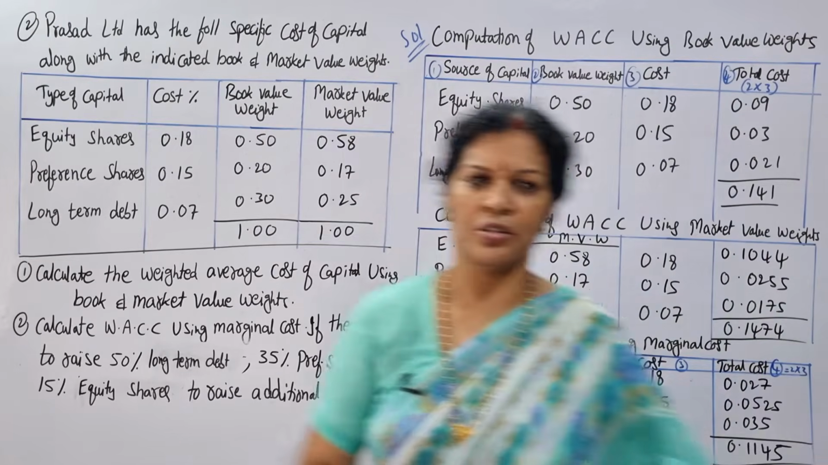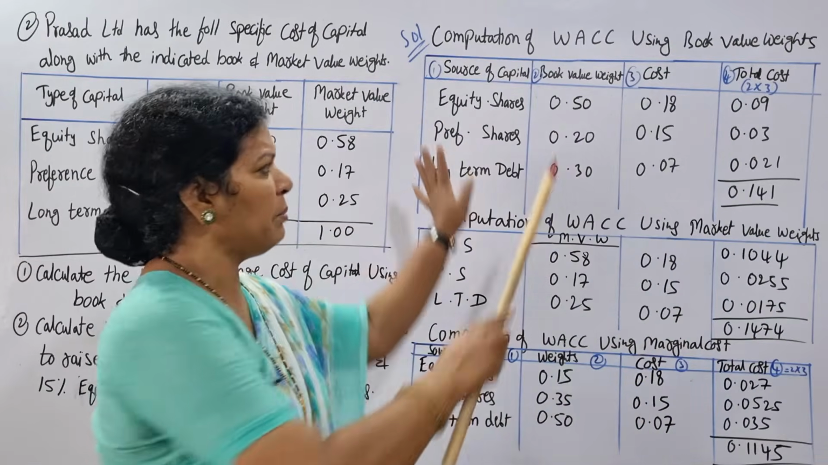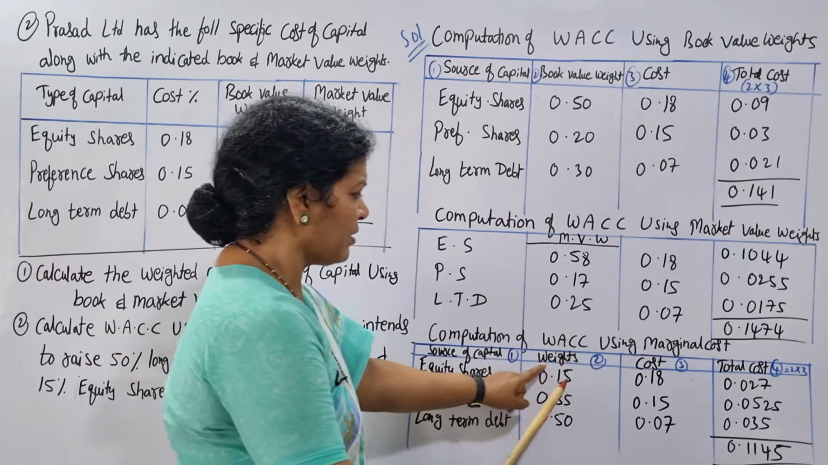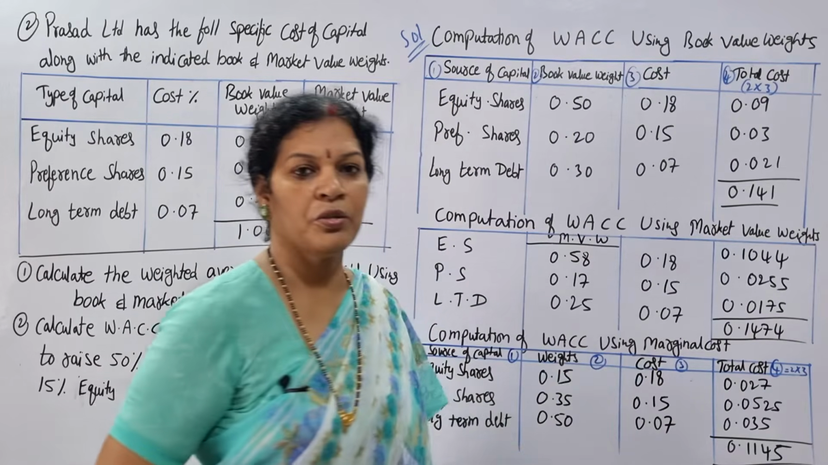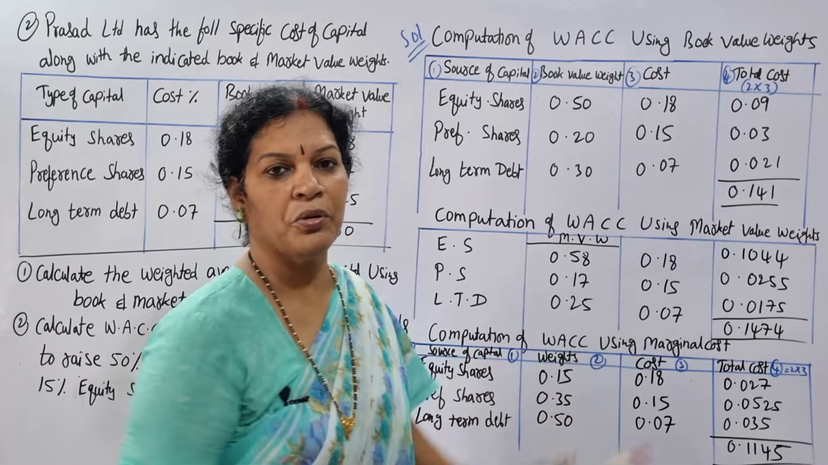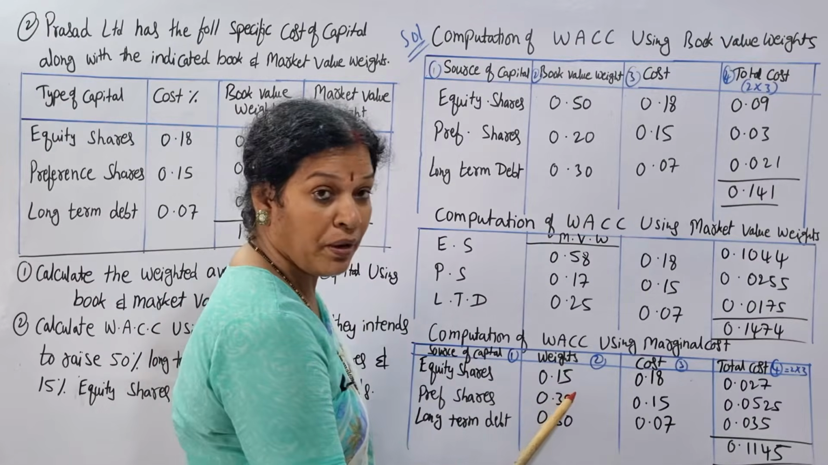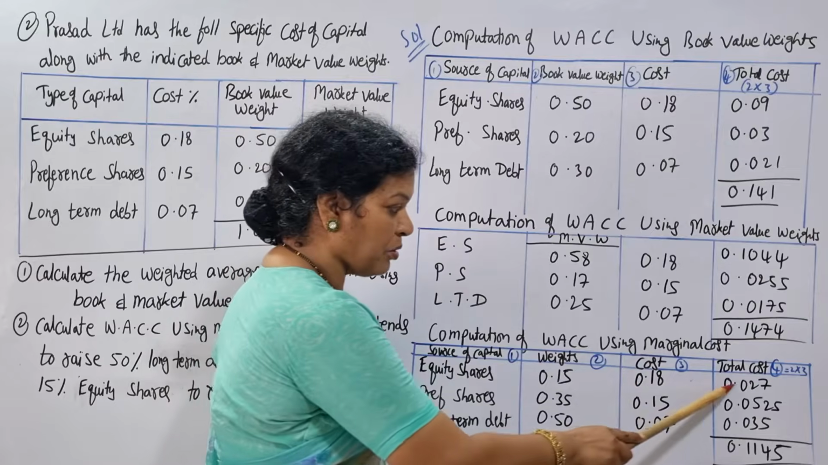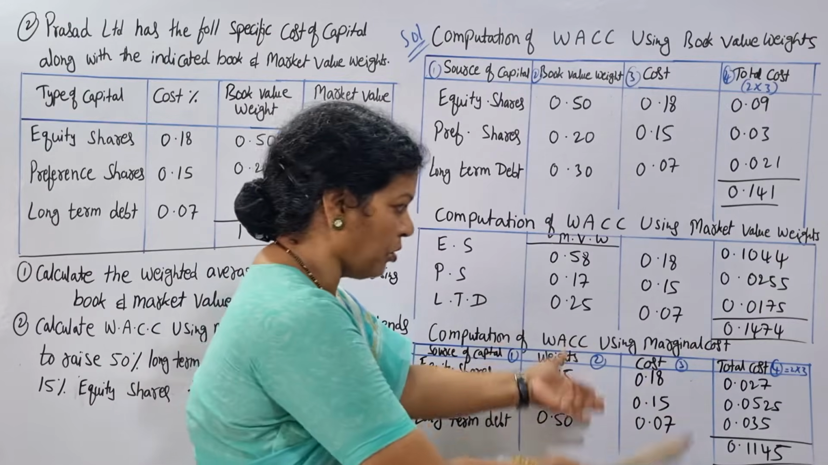Now total cost. Total cost is also the same as the previous two tables: second column into third column is equal to fourth column. So 0.15 into 0.18 is equal to 0.027. Like this you get the total.